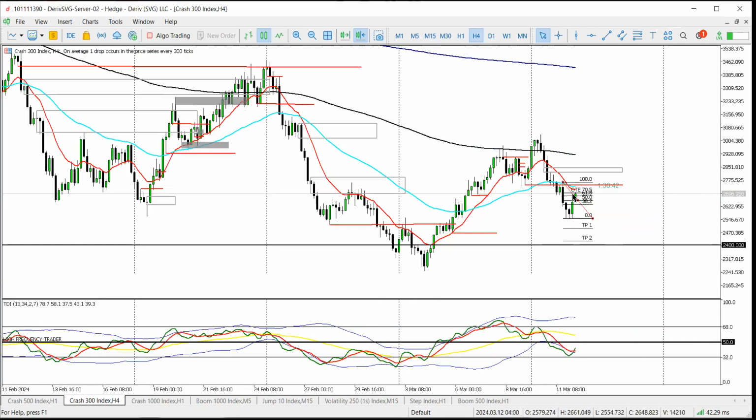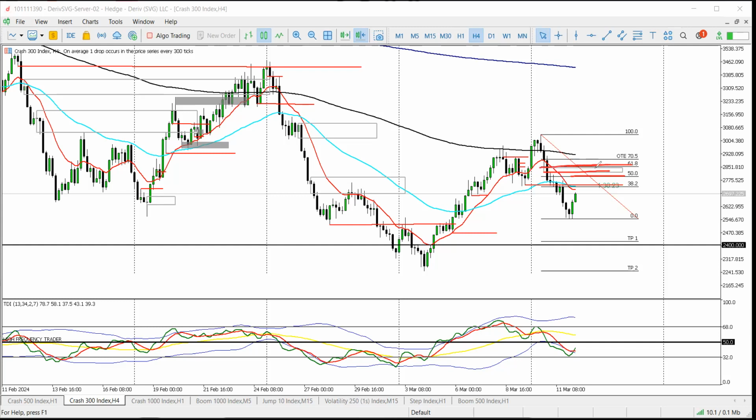What I also noticed is if we were to run this fib from this high to this low on the 4-hour chart, you also see the 50 level and the 61.8 will be right here, which is in line with our fair value gap or imbalance on the 4 hour. So price can literally come all the way up here. Then we might get a pattern from there if we are going to sell.